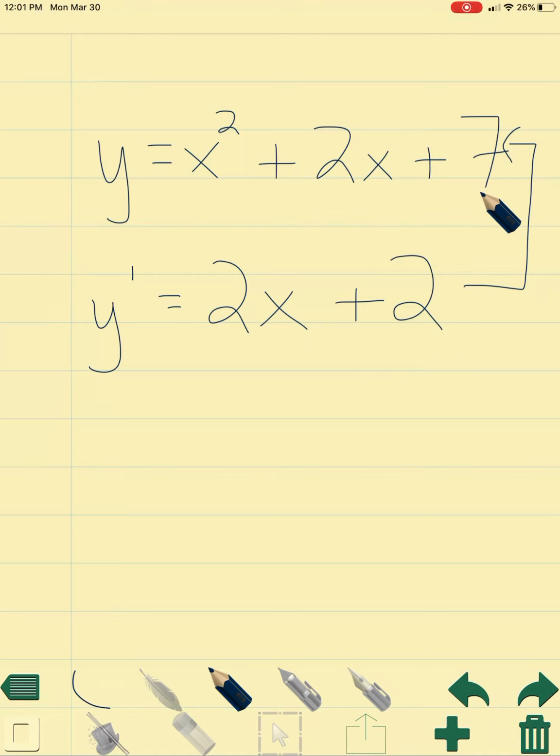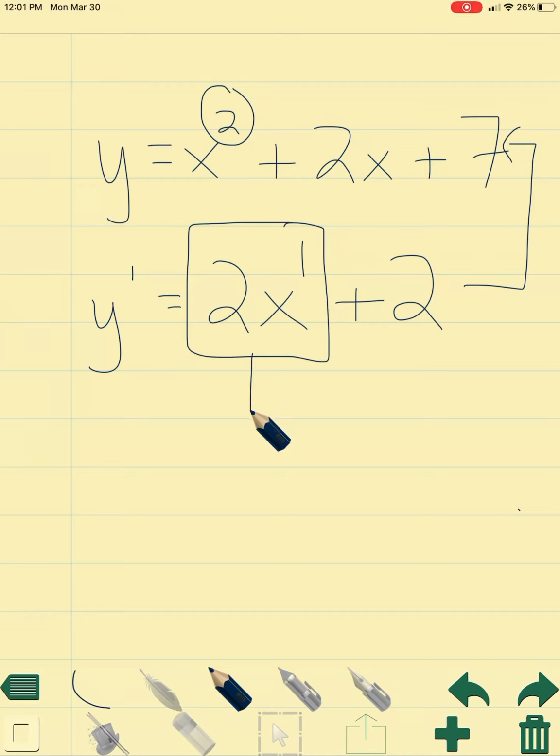So what we do is look at it piece by piece, just like what we did when we were deriving. If I look at this 2x, we look at what we would do when we use the step down rule. So we made this 2 into a 1. Now we're actually going to step up. So now this is called the step up rule.